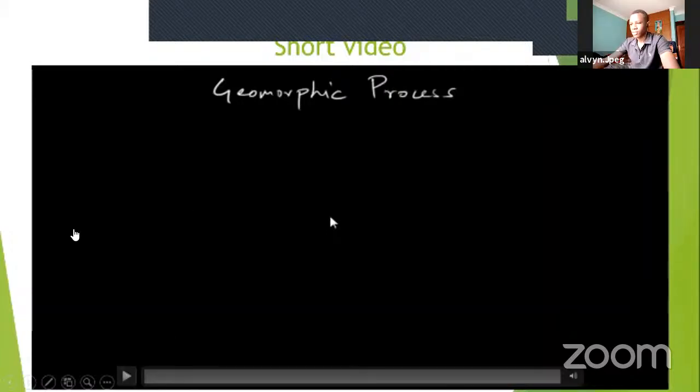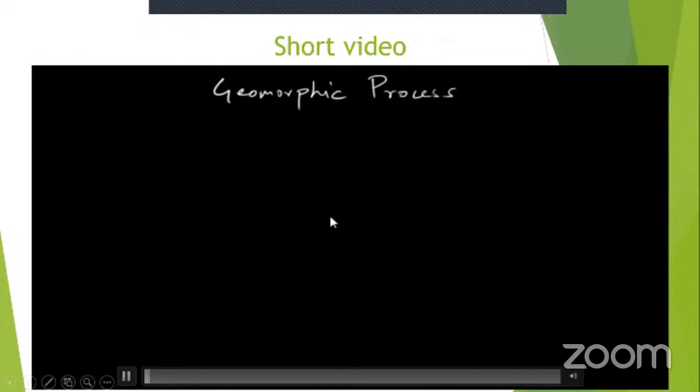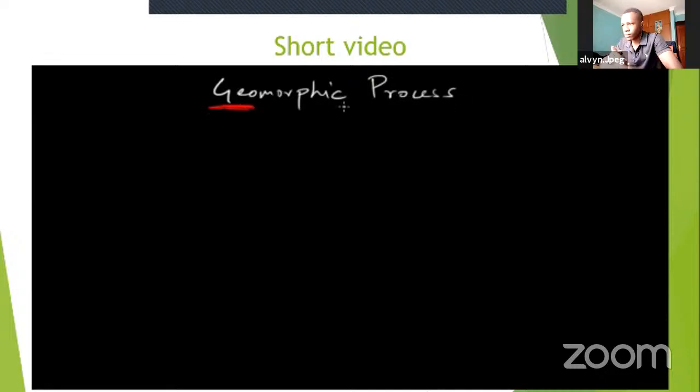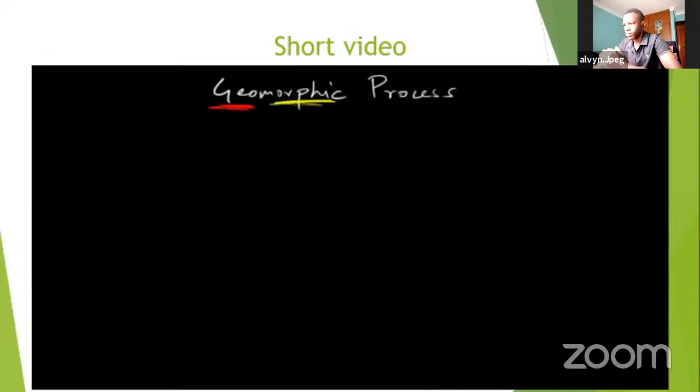In this video, we are going to understand the term geomorphic process. So to understand this word geomorphic, I'll have to divide this into two parts. The first one is geo, and the second part is morphic. The meaning of the term geo is earth. That's why geography is called the study of earth.